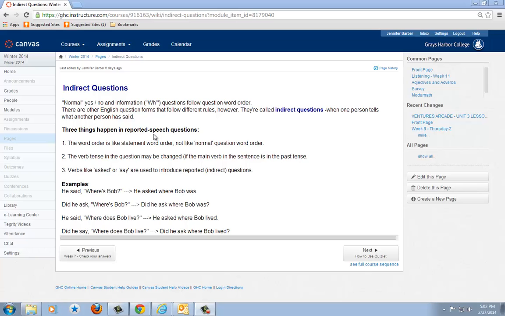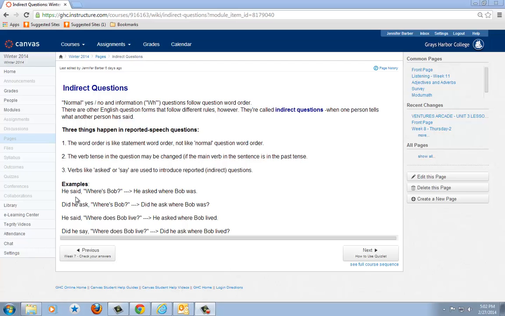So here are three things that happen in reported speech or indirect questions. The word order is like a statement word order or sentence. It's not normal question word order. The verb tense in the question may change. And verbs like asked or say are used to introduce the reported or indirect questions.